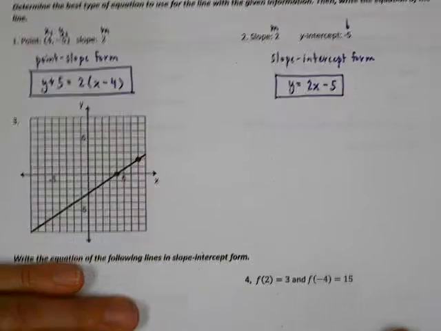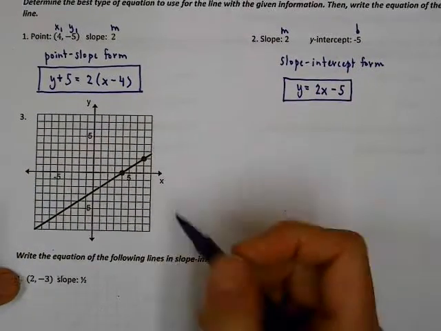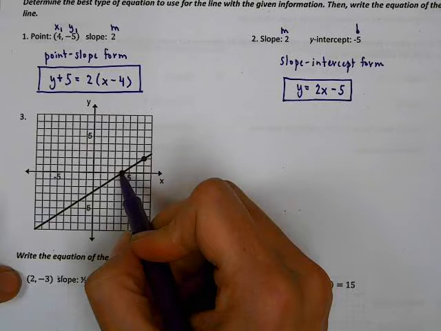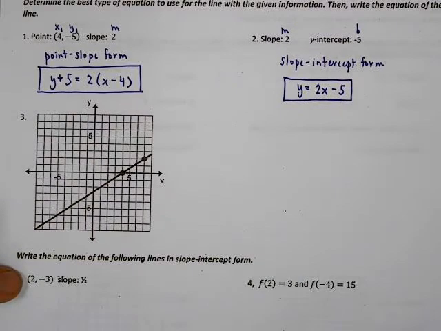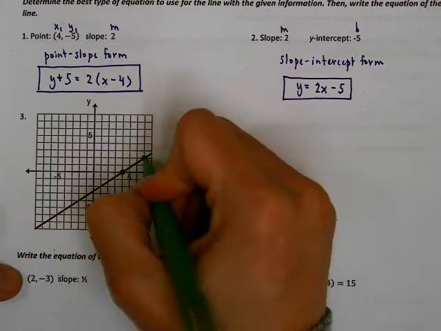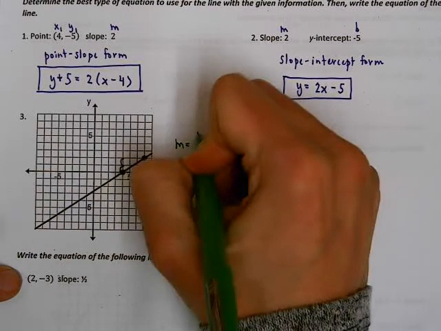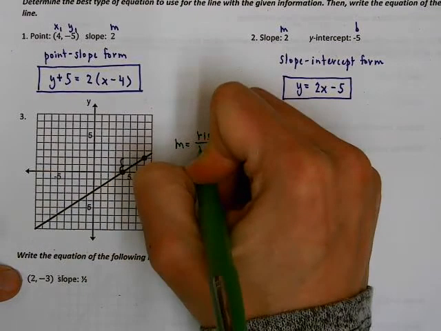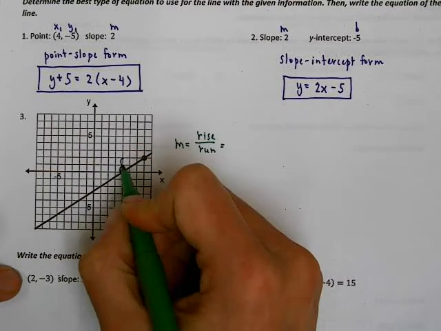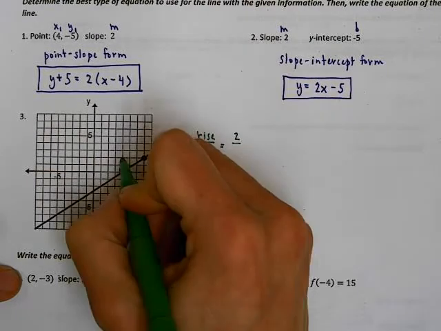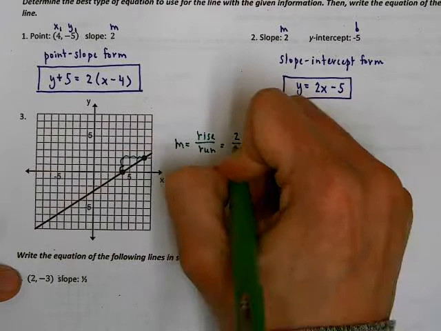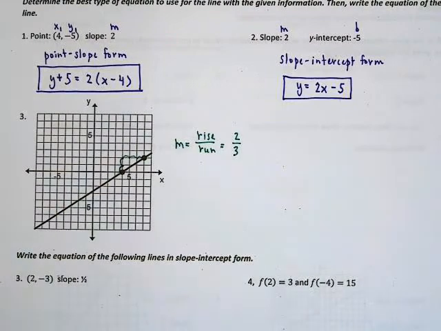Now let's look at the graph. If I look at the graph, I could definitely get the slope from the graph. I know that's rise over run, so I could look at these 2 points. My rise, it looks like, is 2. My run is 3. So I have a slope of 2/3.